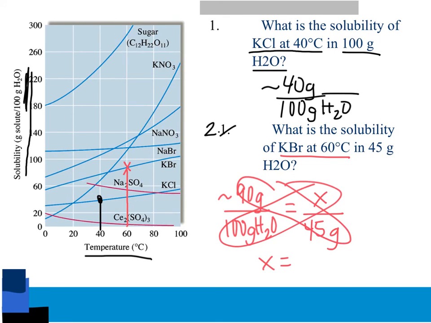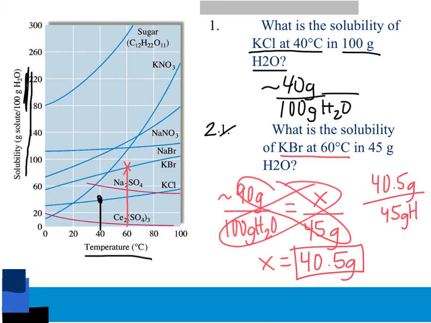If you did this correctly, you should get approximately 40.5 grams. So you can say it is approximately 40.5 grams, or you can write it as 40.5 grams in 45 grams of water. Either way, both ways would be correct. All right, so these are common questions that you would see regarding solubility and reading a solubility chart. So you definitely need to know how to do problems like this.